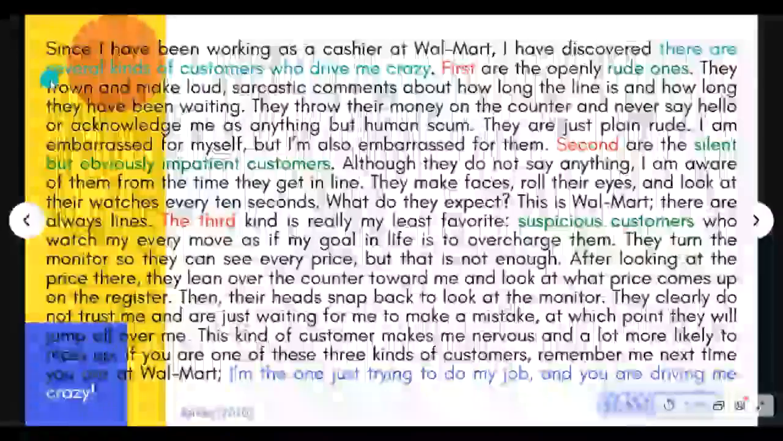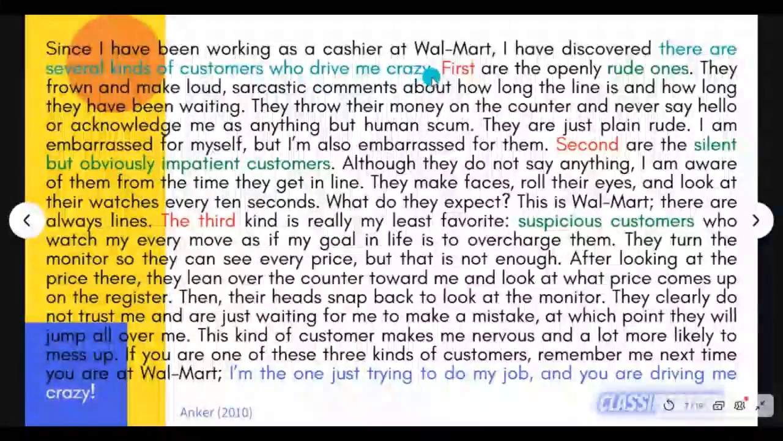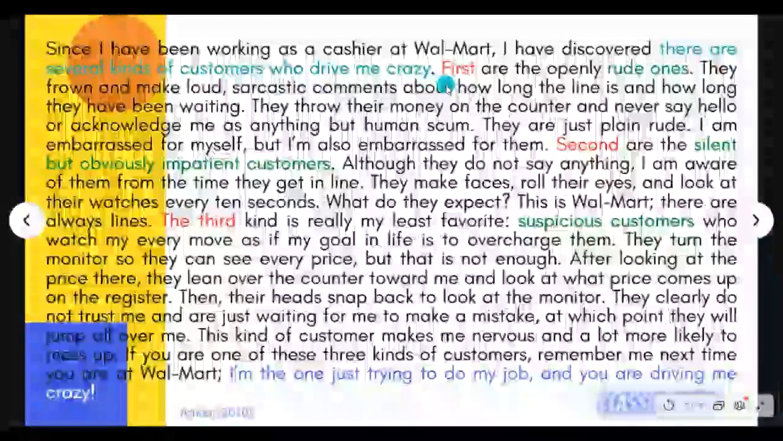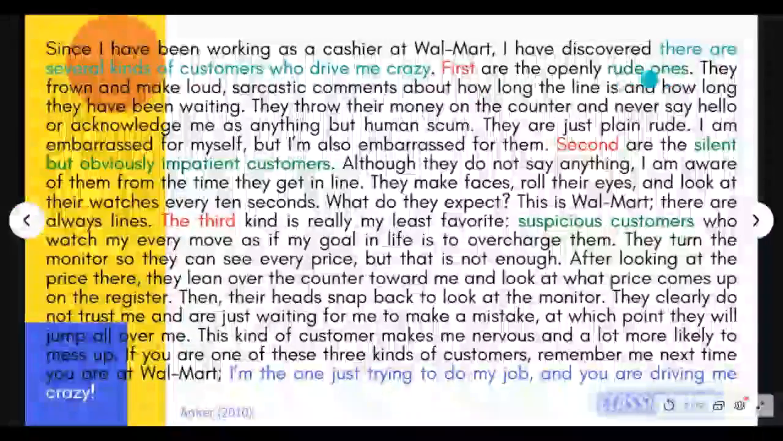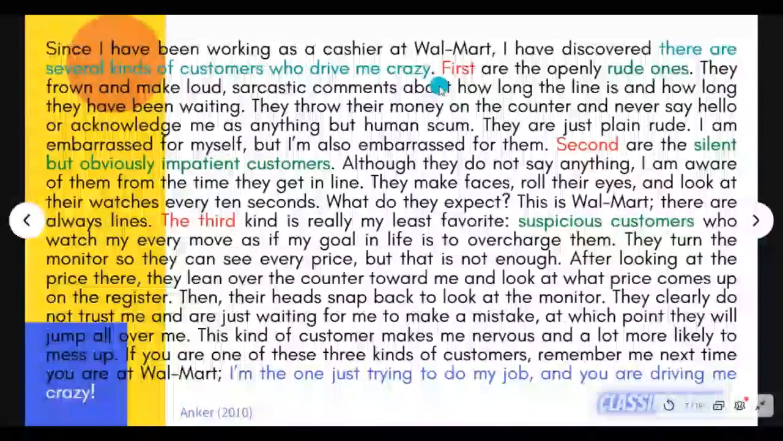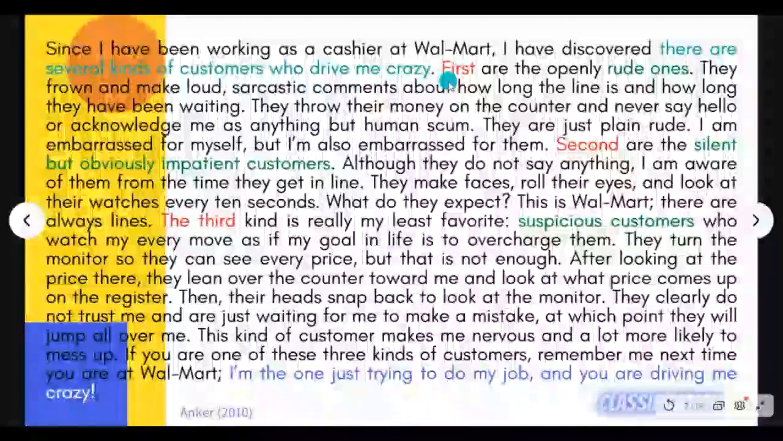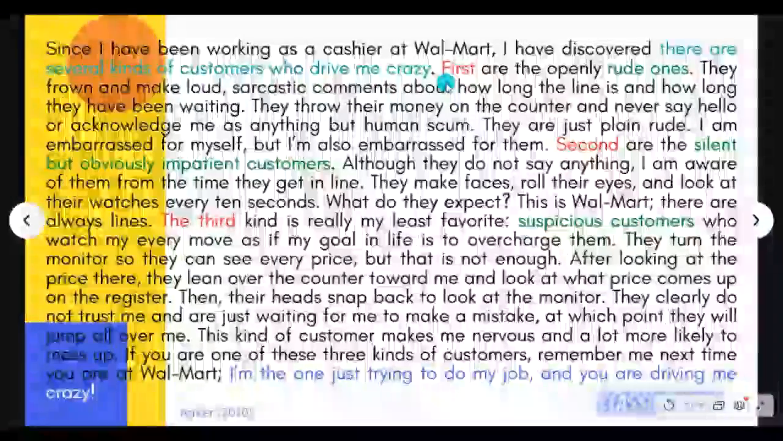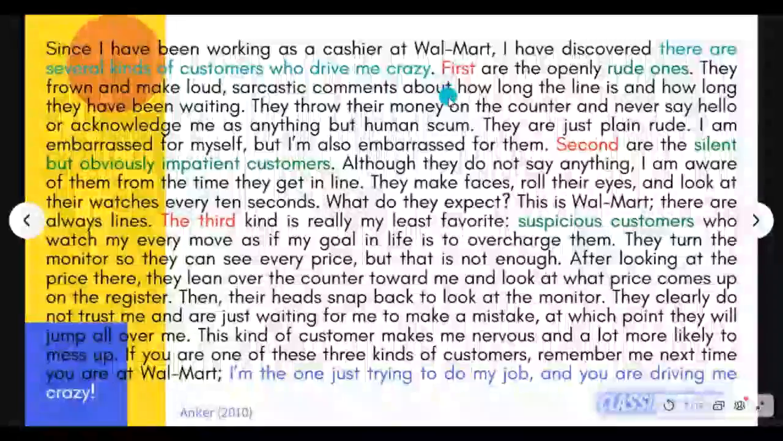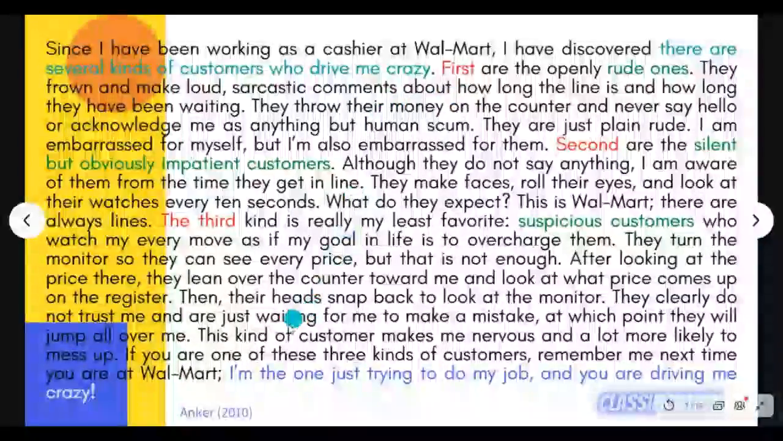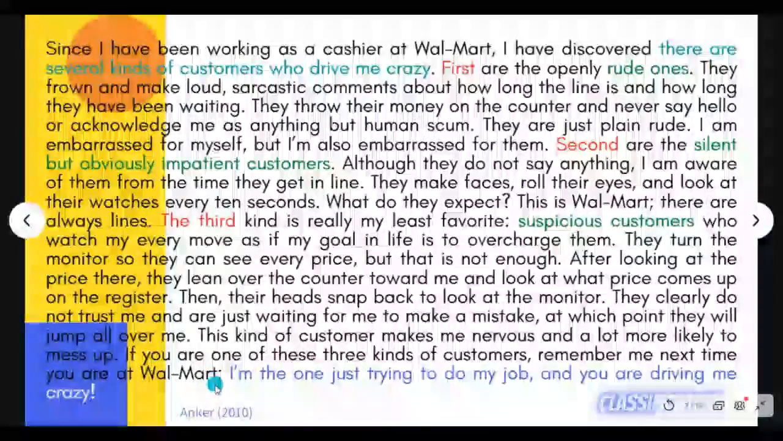So this topic sentence is broken down or developed into some supporting sentences. There are 3 supporting sentences here, as there are 3 classifications. First, second, and third, each supporting sentence is further explained in detail. Now let's go directly to the last sentence.